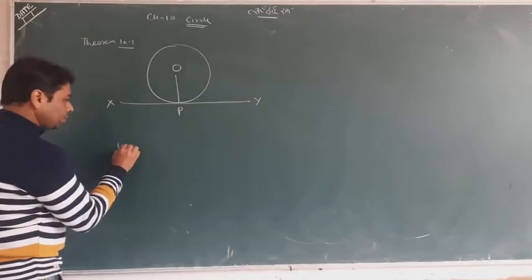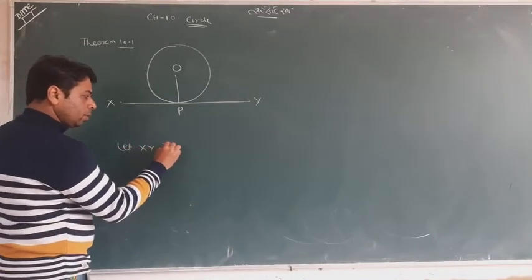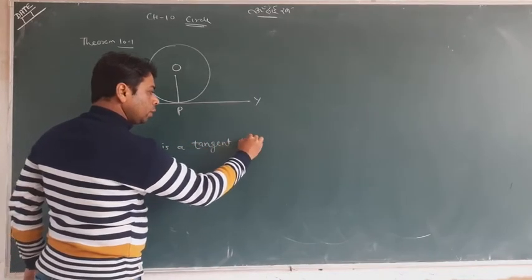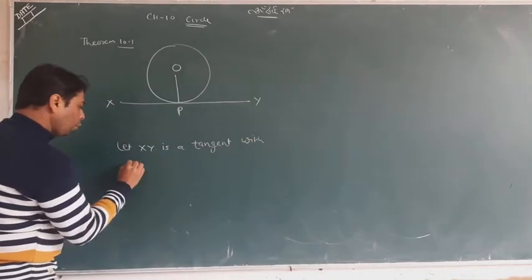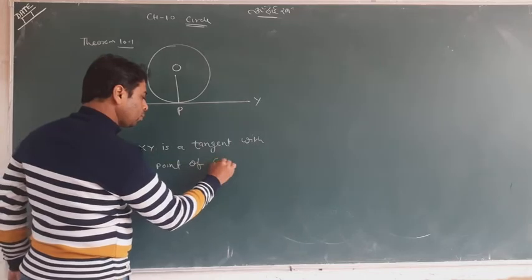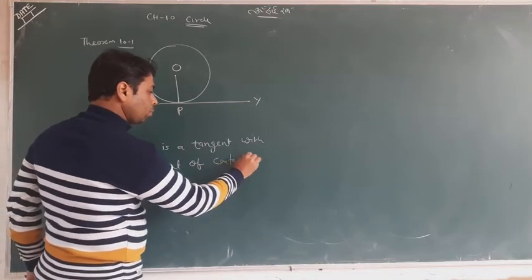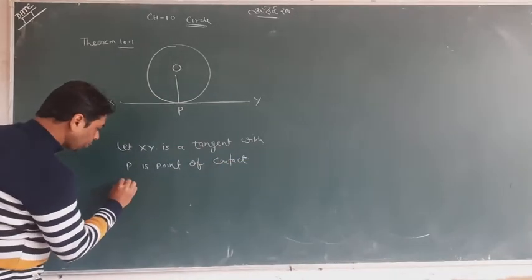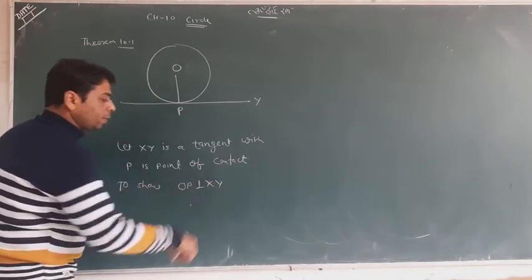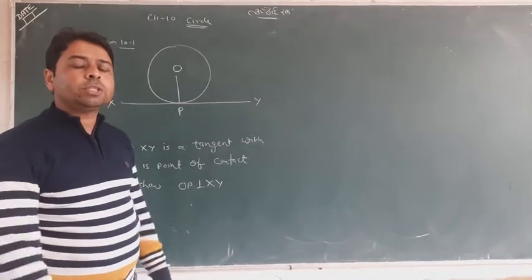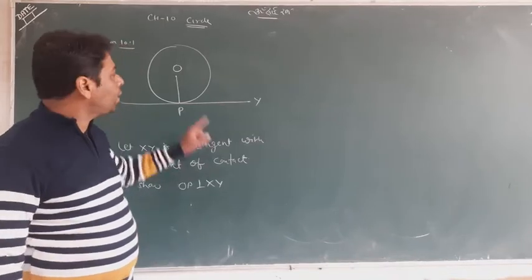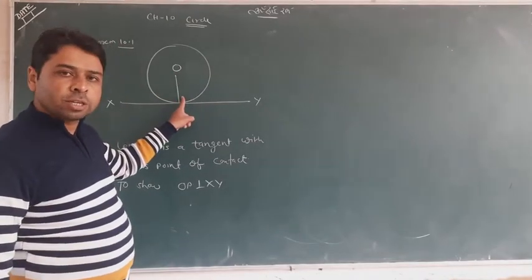Suppose XY is a tangent. Let XY be a tangent with point P as the point of contact. To show: radius OP is perpendicular to XY. So how can we show it? The strategy I will adopt is to show that it is the shortest distance, and it is very easy.